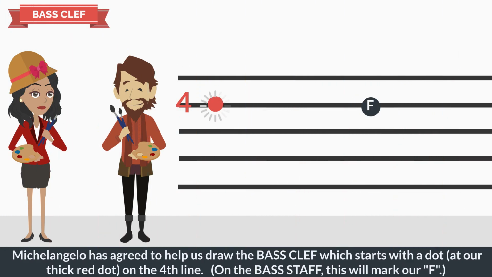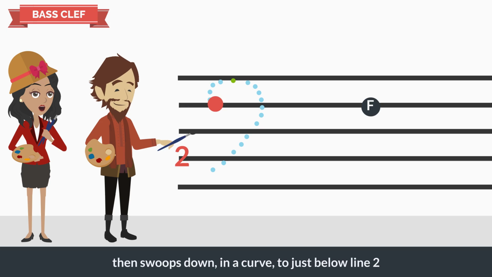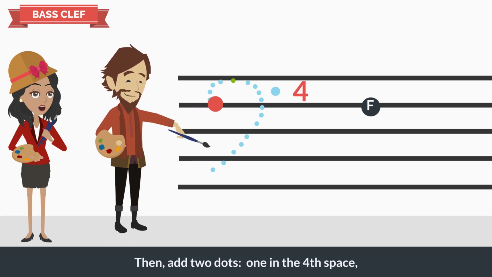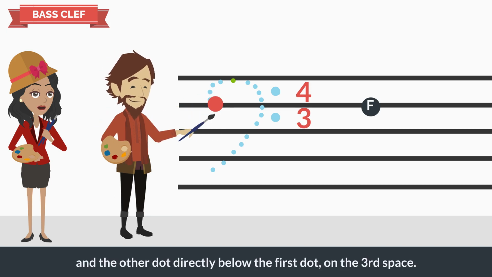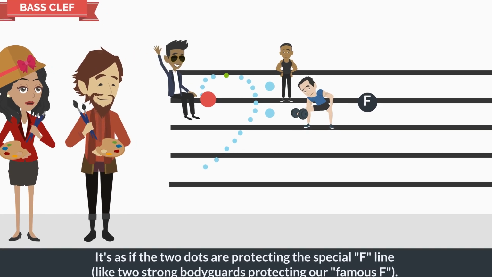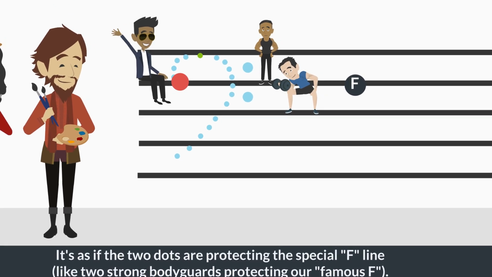Michelangelo has agreed to help us draw the bass clef, which starts with a dot at our thick red dot on the fourth line. On the bass staff, this will mark our F. It arches up to line 5 and back to line 4. Then swoops down in a curve to just below line 2. Then add 2 dots, one in the fourth space, and the other dot directly below the first dot in the third space. It's as if the 2 dots are protecting the special F line, like 2 bodyguards protecting our famous F.